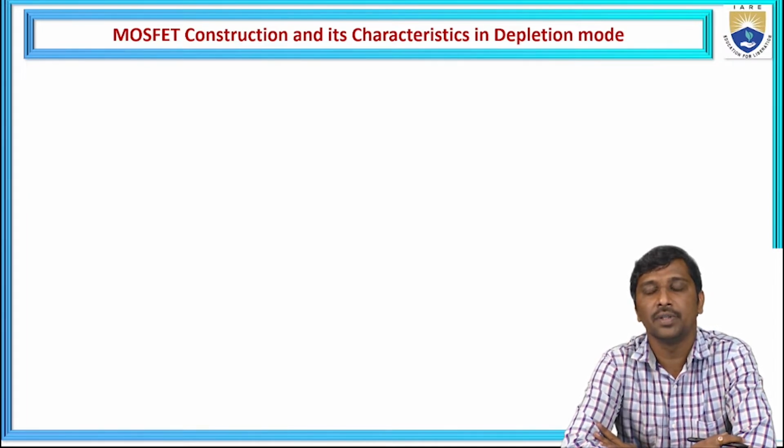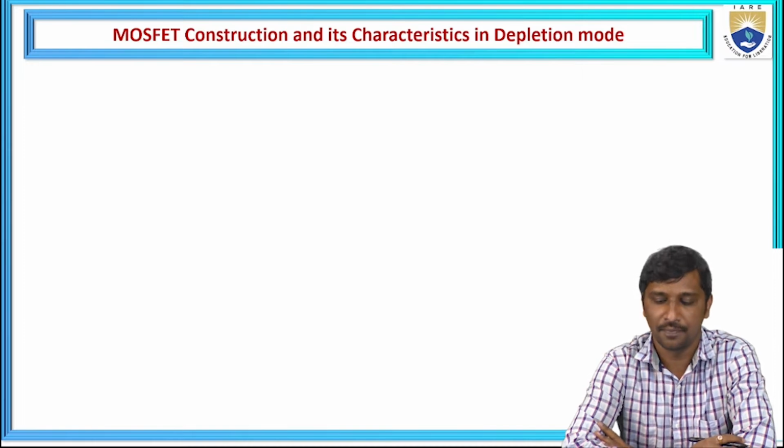So we need to create a channel between the source and the drain with an applied electric field between the gate and the source, as well as the drain and the source. The construction part is the same, but remember the difference between enhancement and depletion mode. In enhancement mode, there is no channel in the construction, but in depletion mode, the construction itself contains a channel between the source and drain.